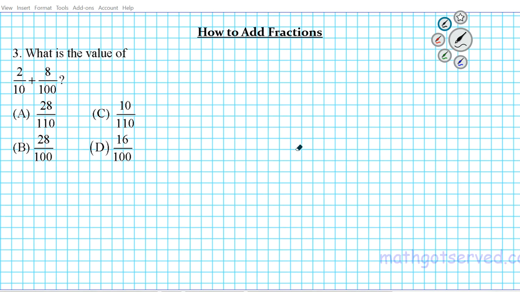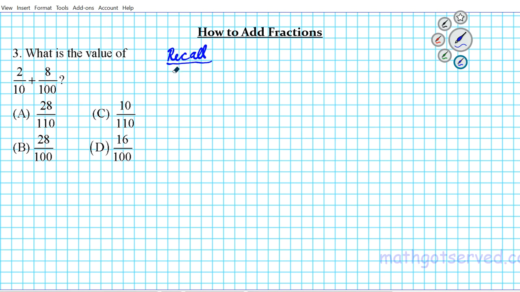Alrighty, let's take a look at question number 3. On question 3, you've been assessed on how to add fractions. In this particular case, we're looking at how to add fractions with unlike denominators. That brings up an important fact or point that you want to remember, which is as follows.